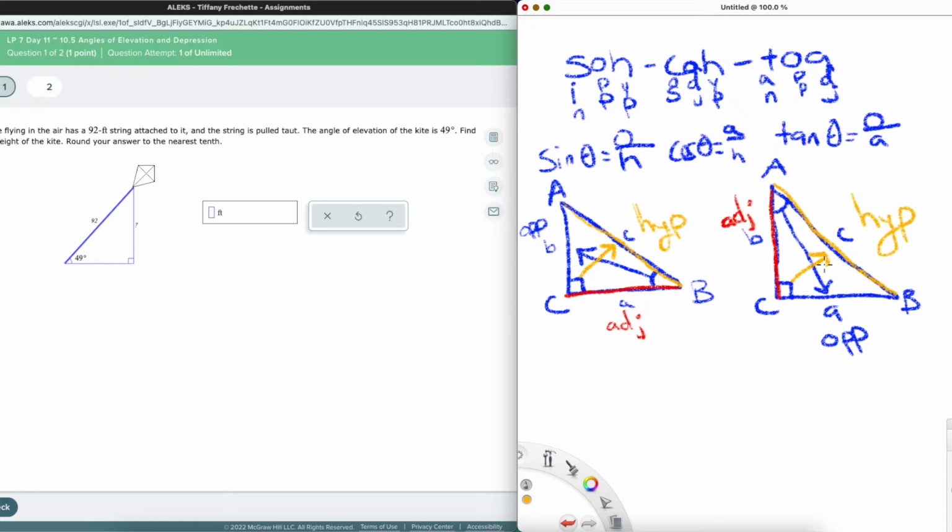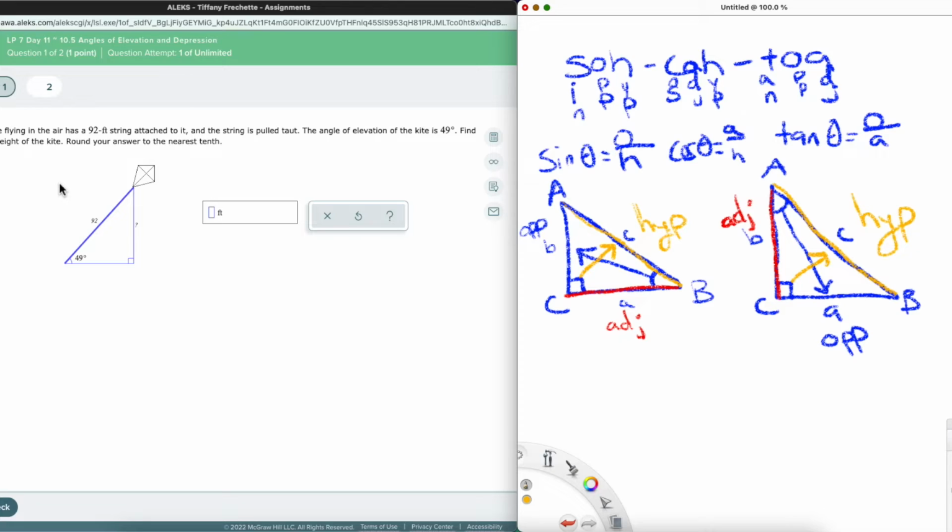at this problem. So a kite flying in the air has a 92-foot string. So we can see here's a 92-foot string attached to it. And the string is pulled taut, meaning that it's tight. There's no wave in it. The angle of elevation of the kite is 49 degrees. Find the height of the kite and round your answer to the nearest tenth.